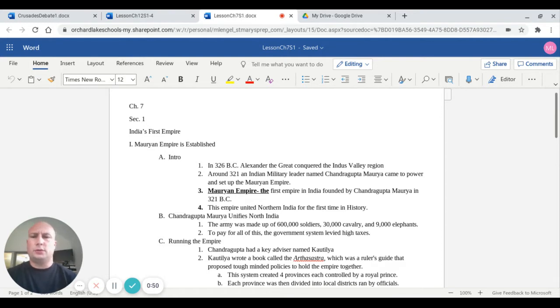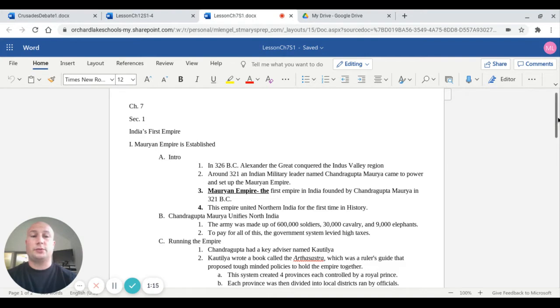Around 321, an Indian military leader named Chandragupta Maurya came to power and set up what's called the Mauryan Empire. The Mauryan Empire was the first empire in India. It was founded by Chandragupta Maurya in 321 BC. This empire united both northern India and the surrounding regions of the Indus Valley for the first time in history. And that's what we're going to talk about next.